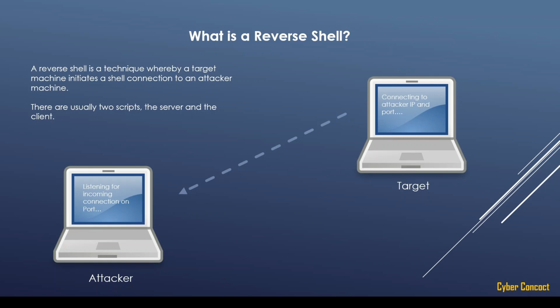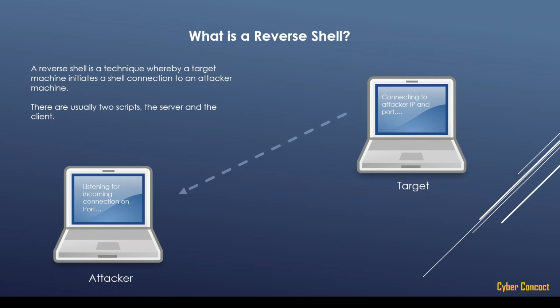So the million-dollar question, what is a reverse shell? A reverse shell is basically a technique whereby a target machine initiates a shell connection to an attacker machine. So an attacker machine will be listening on a port, and then a target machine will initiate a socket connection and connect back to the attacker machine.